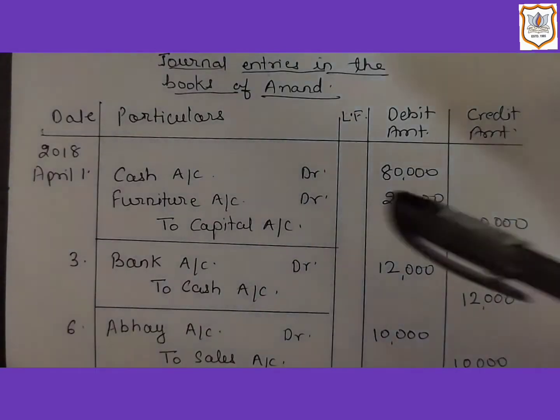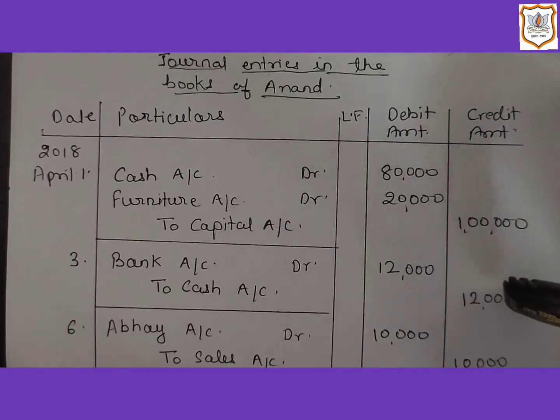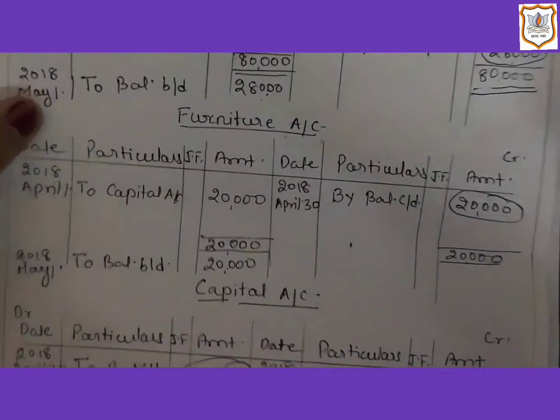Now our second journal entry is bank account debit 12,000 and cash account is credited by rupees 12,000. So let us see posting here.